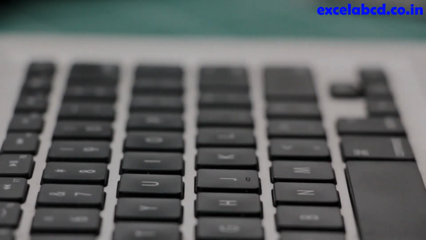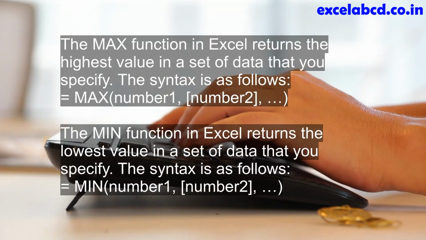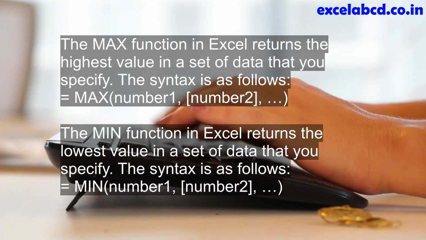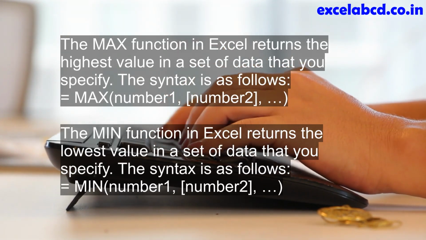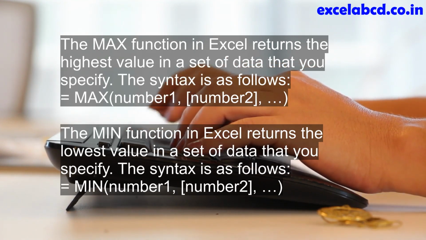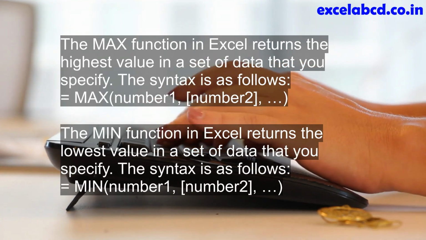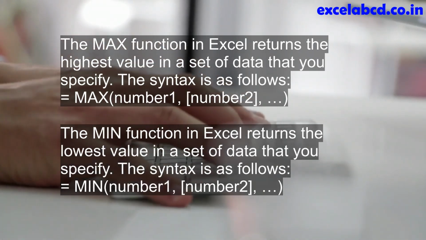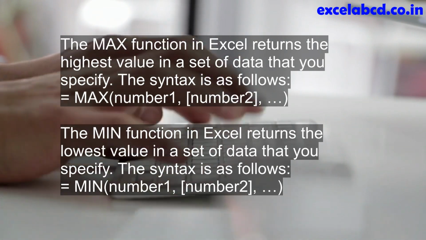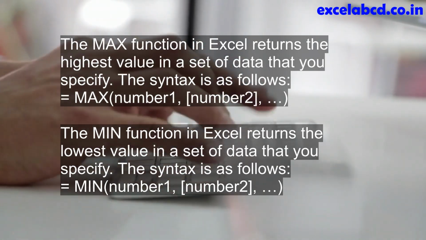To use the max and min functions, you'll need to enter a formula in a cell. The formula should start with the equal sign, followed by the function name, max or min. Then, you'll need to specify the range of cells that you want to find the maximum or minimum value for. You can do this by typing in the cell references separated by a comma, or you can simply select the cells with your mouse. Let's take a look at an example.